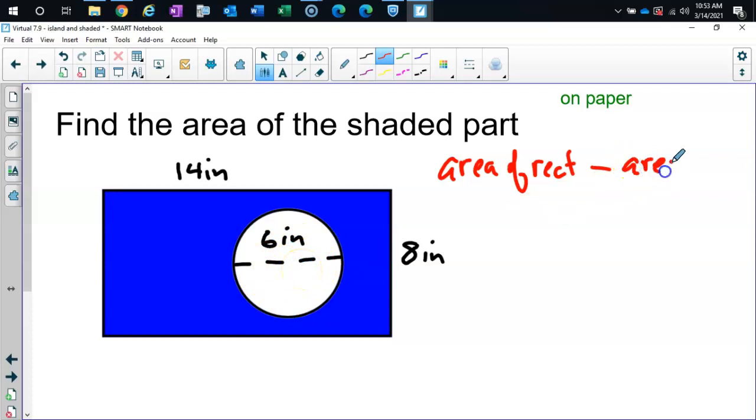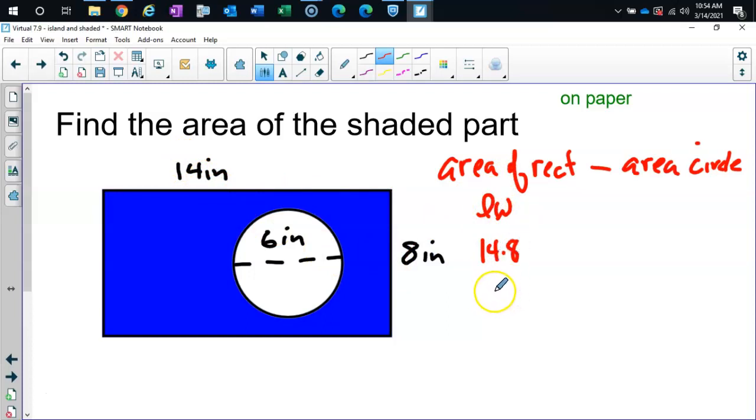Minus the area of the circle. I want you writing this on your paper. I think it helps to put the words in. When we were doing the shaded problems yesterday, or combined areas, we added them together because the shapes were next to each other. This one, we're subtracting this out. So area of a rectangle is going to be length times width. Let's work that down. Rectangle is 14 by 8.